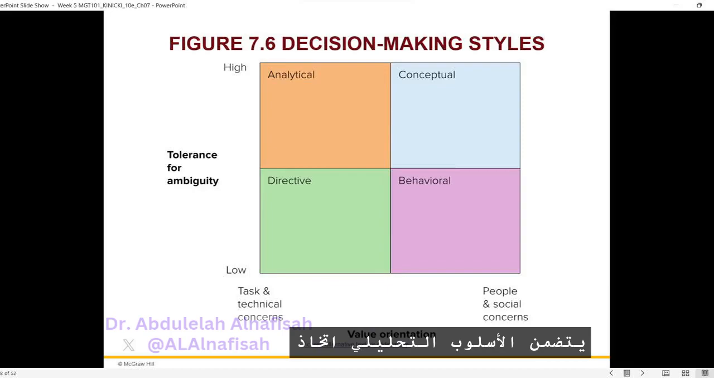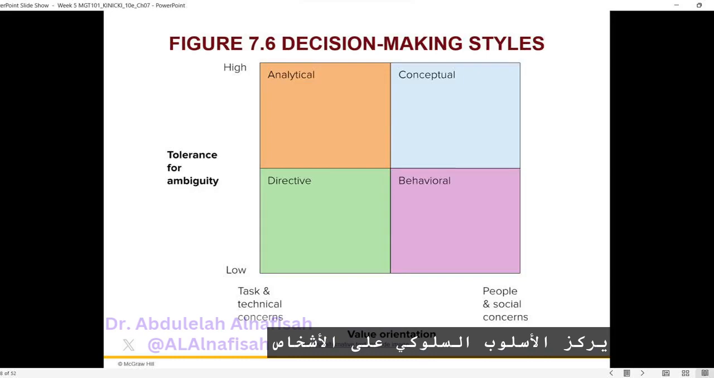Analytical style involves careful and thorough decision-making, valuing extensive information gathering, data analysis, and consideration of multiple alternatives. Analytical decision-makers are detail-oriented and aim for accuracy and precision. Conceptual style relies on intuition and a long-term perspective, with a focus on visionary thinking, innovation, and strategic planning. Conceptual decision-makers consider the broader impact of decisions and are comfortable with ambiguity and uncertainty.